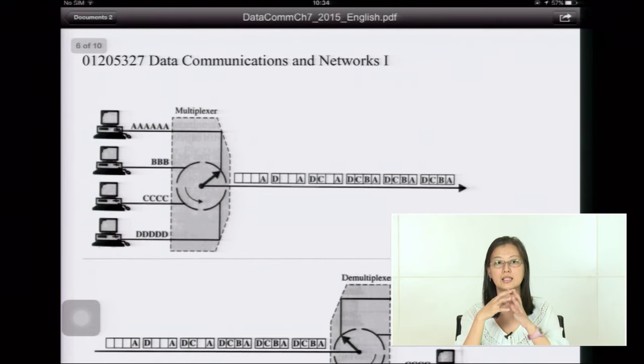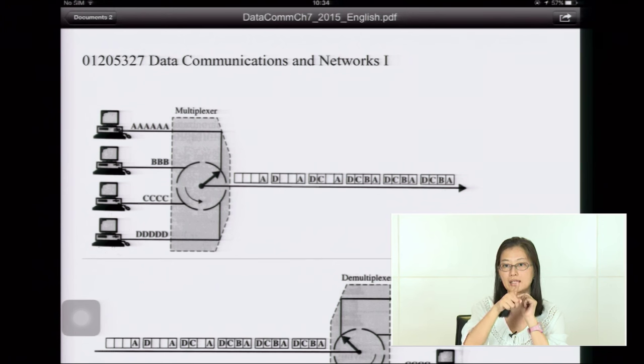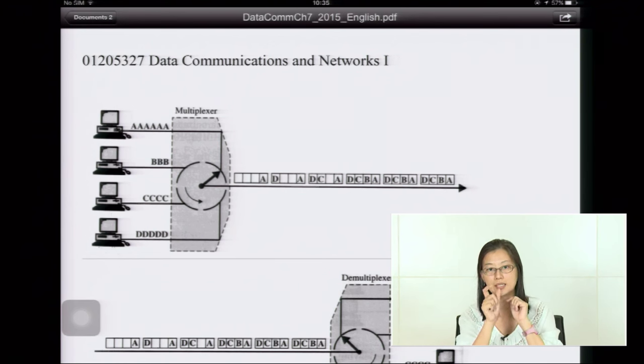Now let's look at this. If you have 4 users who want to send with synchronous TDM, users A, B, C, D, the multiplexer is just moving like this. It will touch user A, pick up the signal from A for a fixed amount of time, and then pick up the signal from B for a fixed amount of time, and then pick the signal from C and from D, and then go back to A again.